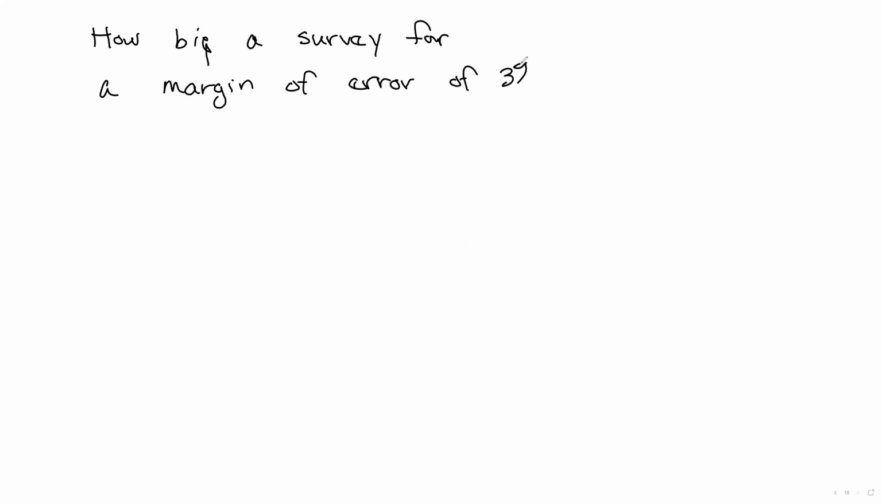Let's go through and take an example. How big a survey for a margin of error of 3%? And this assumes a 95% confidence interval, because the whole point of this is to use the formula we just derived. So assuming 95% confidence, we can do n equals 1 over 0.03, that's 3% written as a decimal, squared. And so that's 1 over 0.0009. And if you plug that into a calculator, you get 1,111. You want a 3% margin of error? Talk to 1,111 people. The end, that's it.